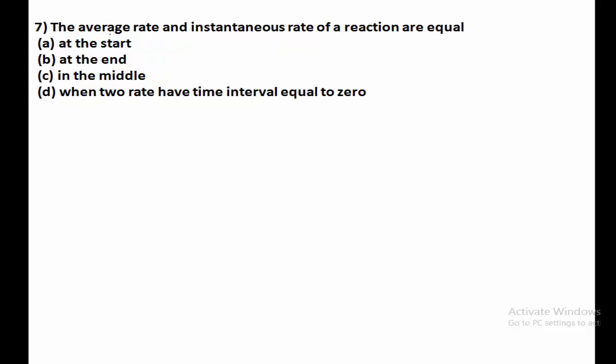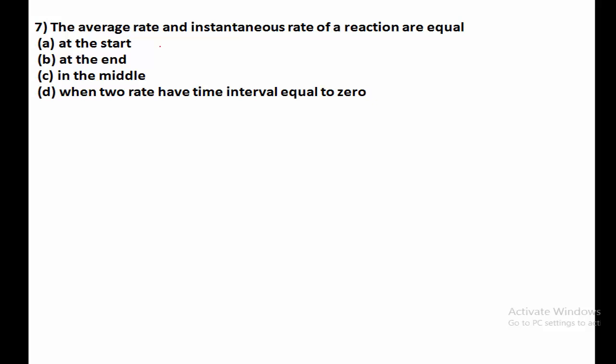Seventh one, the average rate and instantaneous rate of a reaction are equal at the start, at the end, in the middle, when two rates have time interval equal to 0. Because see here, average rate and instantaneous rate, that you already know. When they are equal at a particular moment, the values of average rate and instantaneous rate become equal. This is possible only if the two rates have time interval equal to 0.